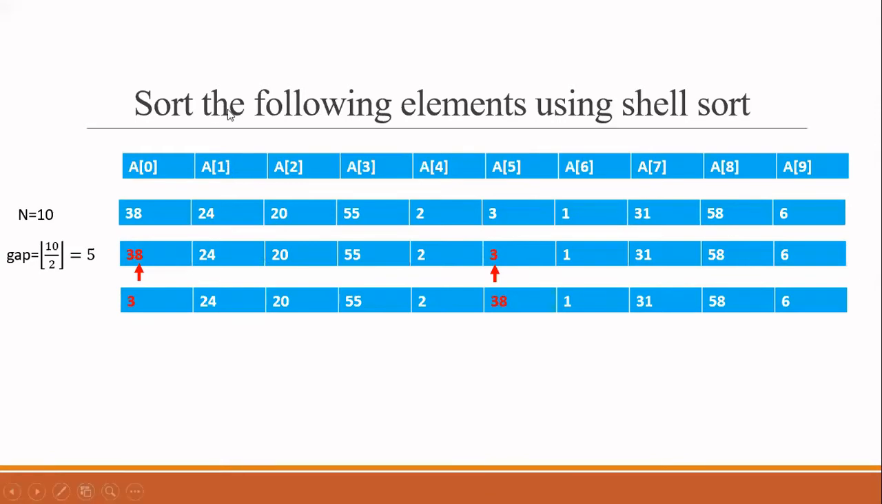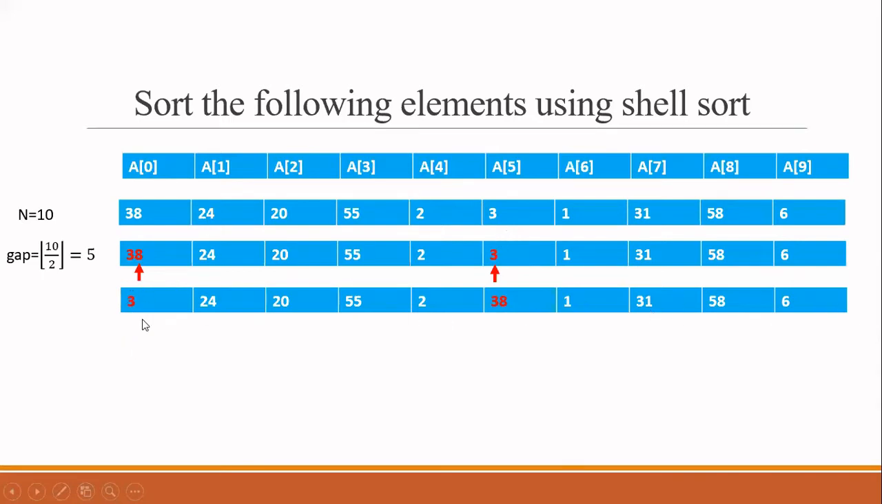Now I will compare A of 0 and A of 5, that is, 38 and 3. Do you need any swapping? I want to sort in ascending order. Do you need any swapping or not? Yes. So you will now exchange 3 and 38. Now your new array will be like this.